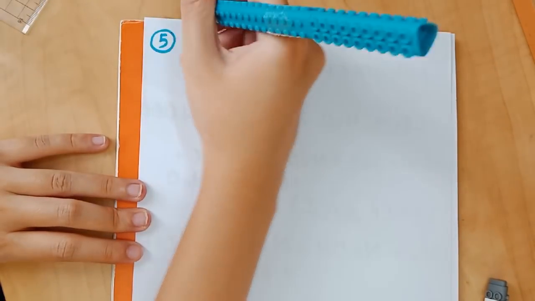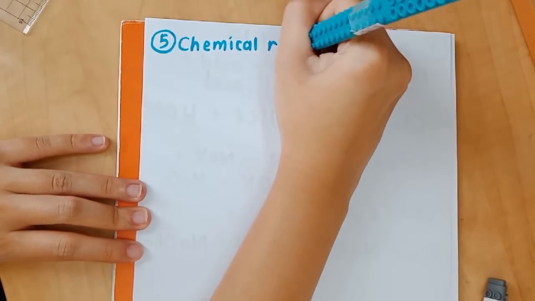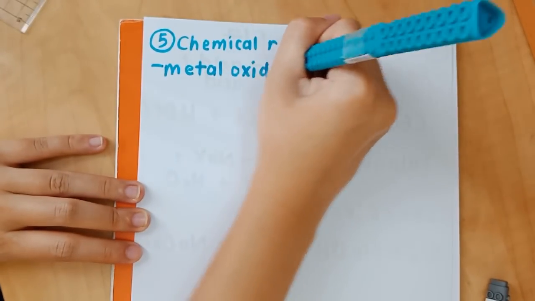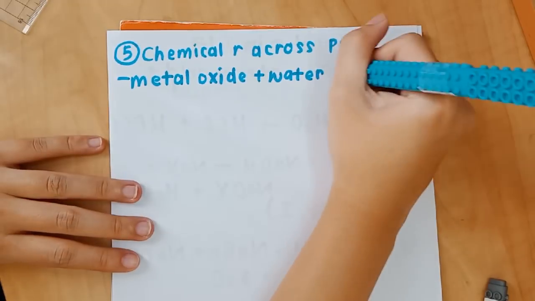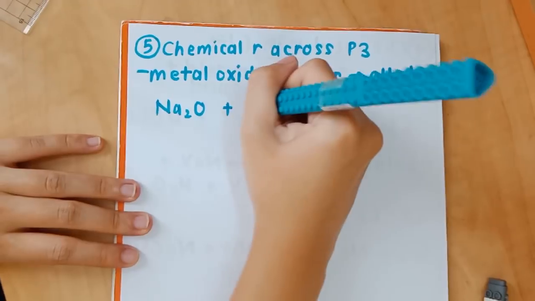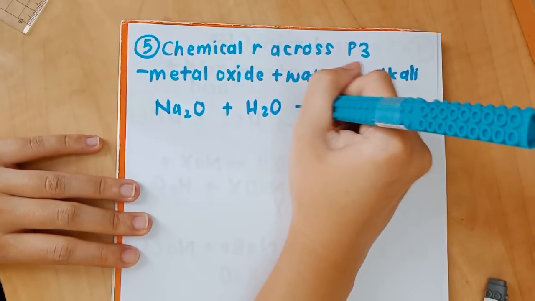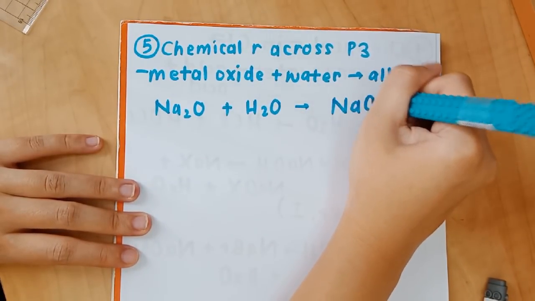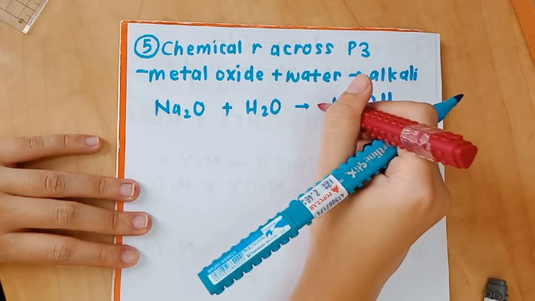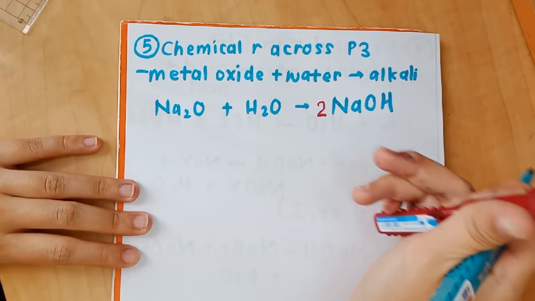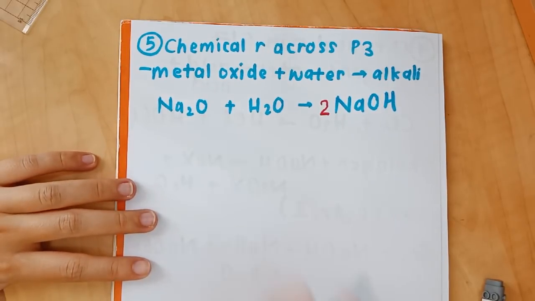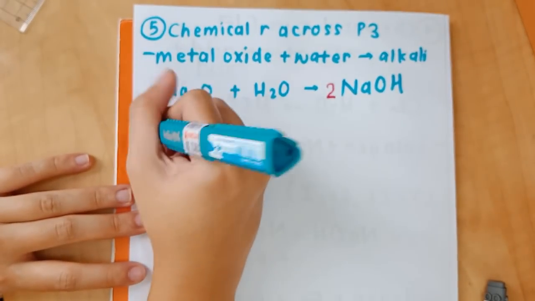The fifth thing that you have to know is the chemical reactions across period 3. So the first one is that when a metal oxide is added to water, an alkali is produced. And the example that I used here is Na2O. So when Na2O is added to H2O, NaOH will be produced. And you can use the cross method to determine this as well. Na plus, the charge is 1, OH minus, charge is 1. When you cross it, you will just get NaOH. So I went ahead and balanced the chemical equation in a different color.